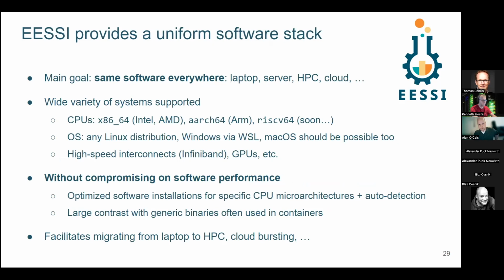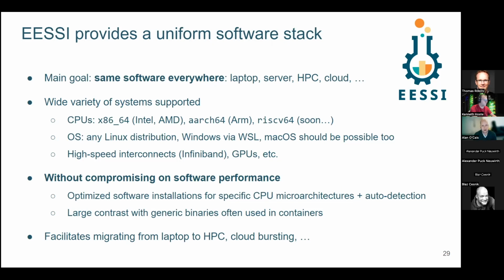So the uniform software stack, we've kind of gone through this, but I'll say it again. We have that same software everywhere. We have all those different CPU architectures that are supported. We can basically use any Linux distribution because we're only really relying on the kernel that comes from that distribution. That includes the Windows Subsystem for Linux and potentially could include macOS in the future.